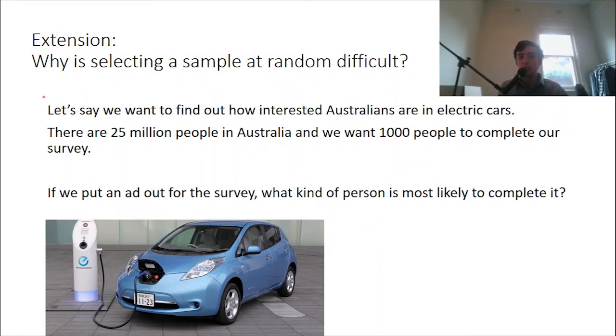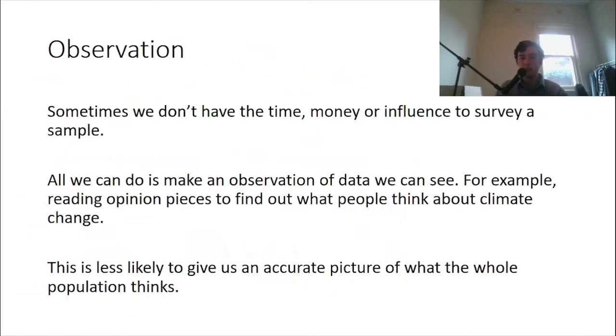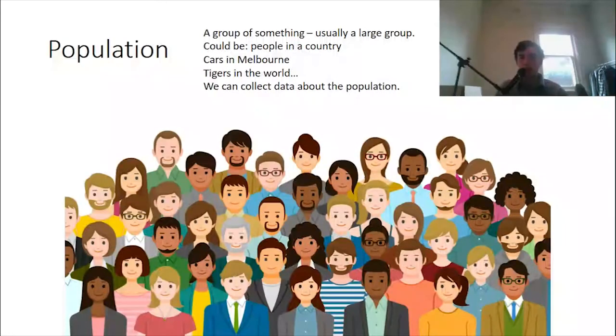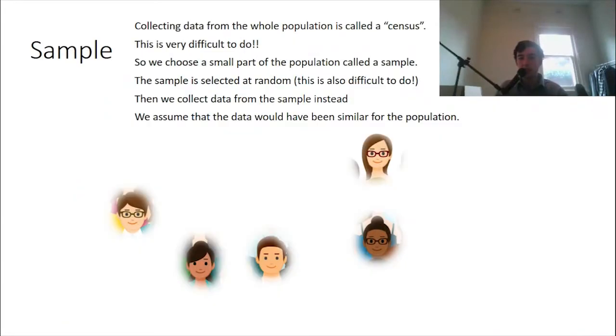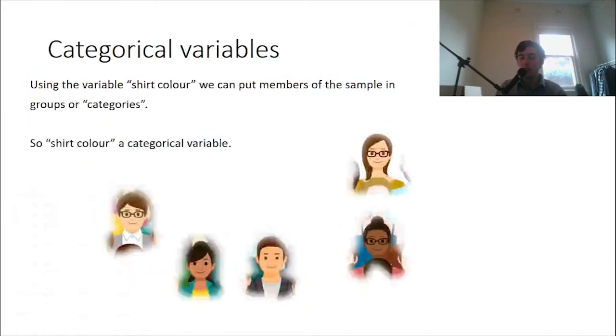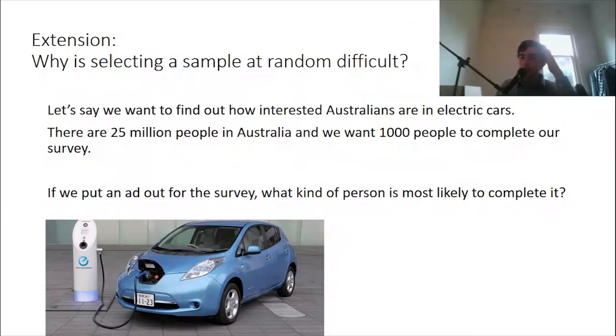I just want to talk about why selecting a sample at random is difficult. Remember we had the population and the sample. And we had to choose these 5 people. It's actually very difficult to choose them at random. And here's why. And this is useful for later on. You have to learn this later on anyway, so it's good to be exposed to these ideas earlier.